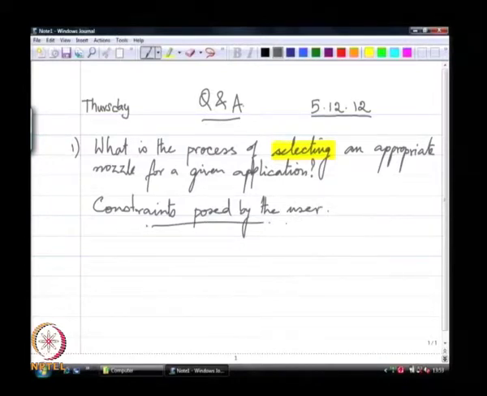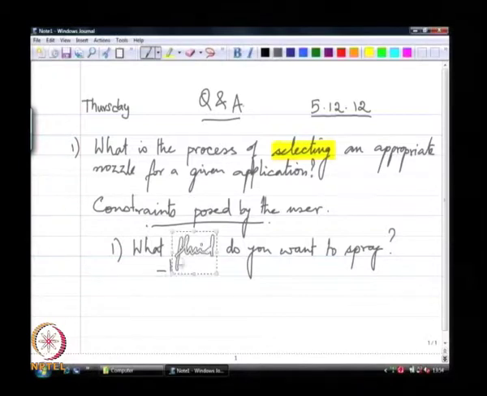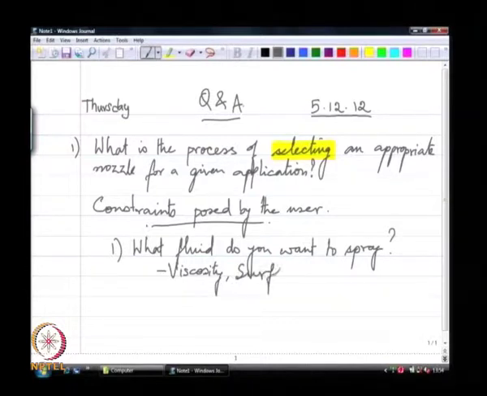If you are the one that has been given the task of selecting an appropriate nozzle, these are questions that you have to ask your customer. Let us say some Procter and Gamble comes to you and says, help me select a nozzle. These are the questions that you have to ask the company. First question: what fluid do you want to spray? And subsidiary to this are the relevant physical properties, in terms of viscosity, surface tension, density of the fluid, etcetera.